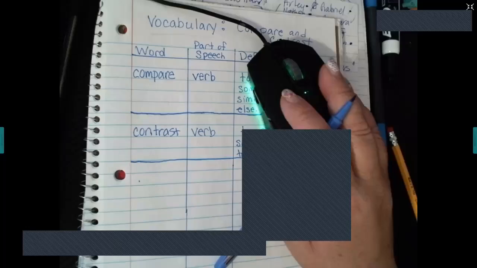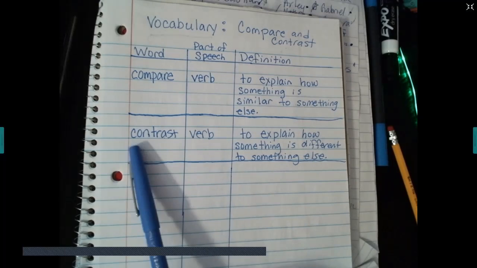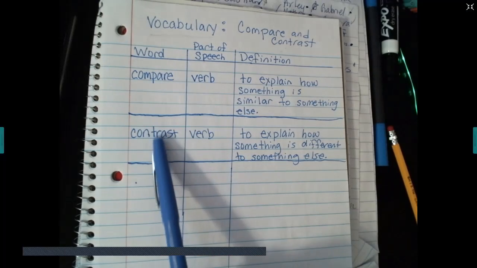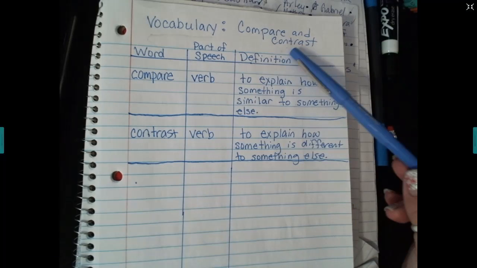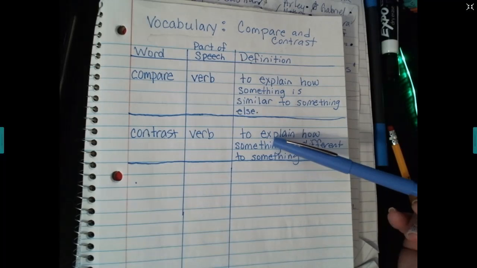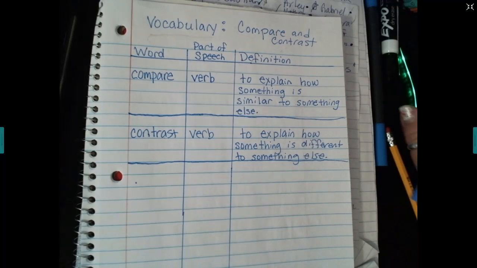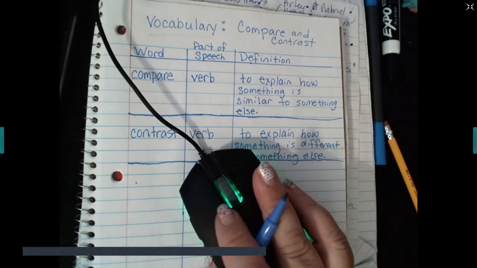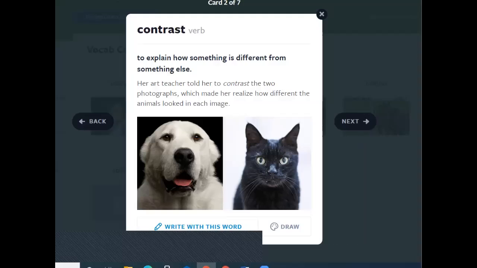All right, just to quickly show what it looks like in my notebook, I wrote the word contrast in the column for the word. I wrote the part of speech is that it's a verb, and I wrote the definition to explain how something is different to something else. All right, I think we're getting the hang of this. Let's go to the next word.